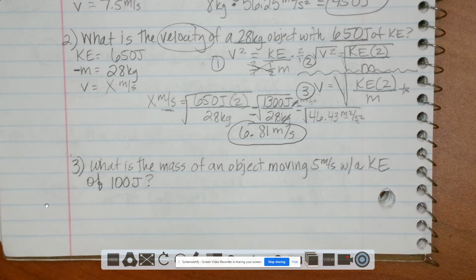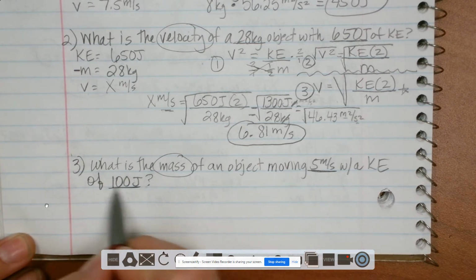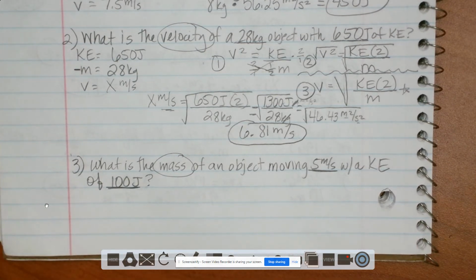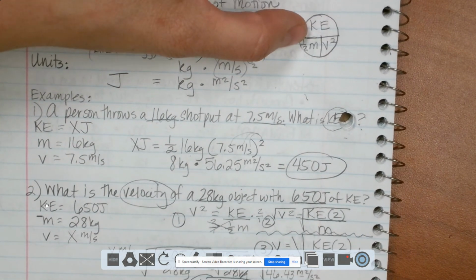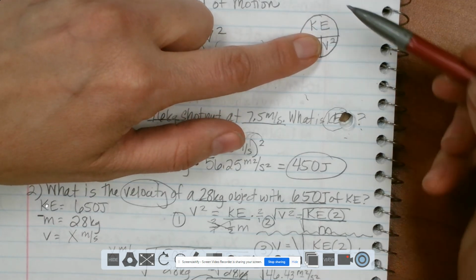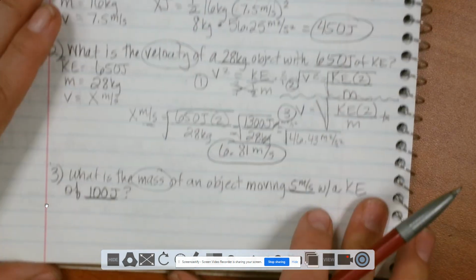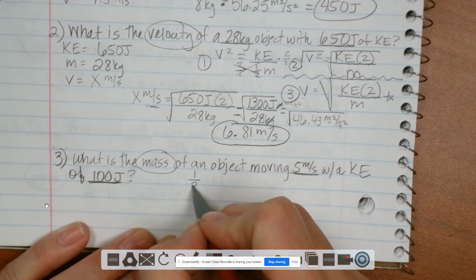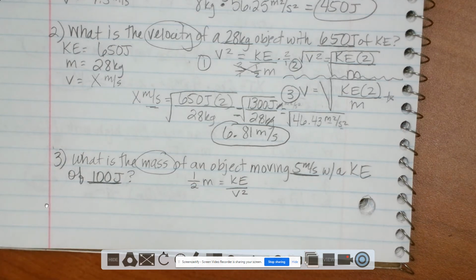So now I'm looking for mass. I have a velocity. It's moving 5 meters per second. I have a kinetic energy of 100 joules. Okay, so I'm looking for mass. And that means I need to rearrange my equation again. So my mass, 1/2 my mass, so I'm going to cover that up. I'm going to get KE over velocity squared. Okay, so I'm not going to get rid of my halves and squareds when I write it down here. I'm just going to still remember 1/2 my mass equals kinetic energy divided by velocity squared. We'll rearrange it like we did up here to make it fit.